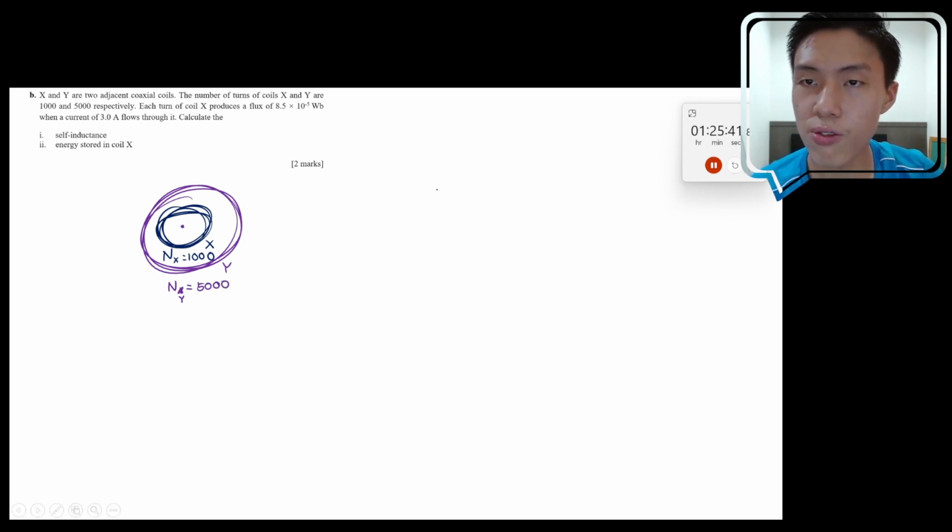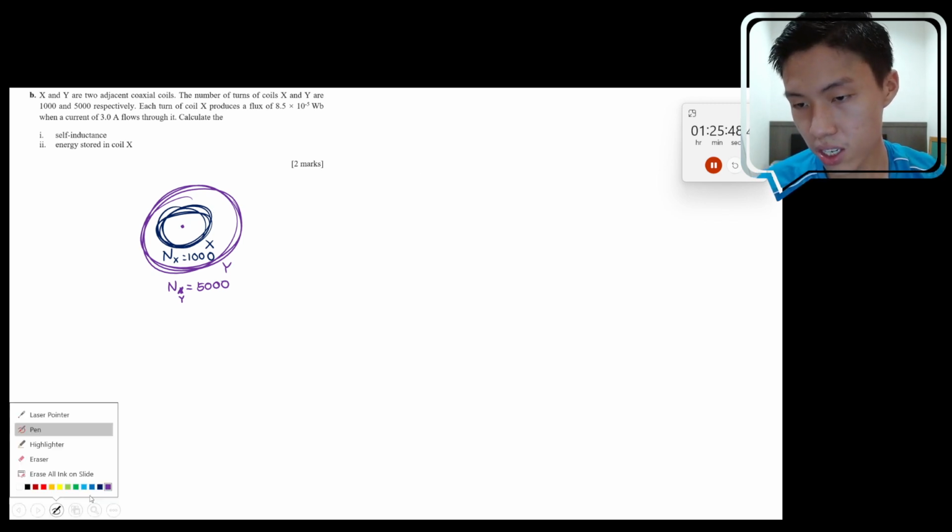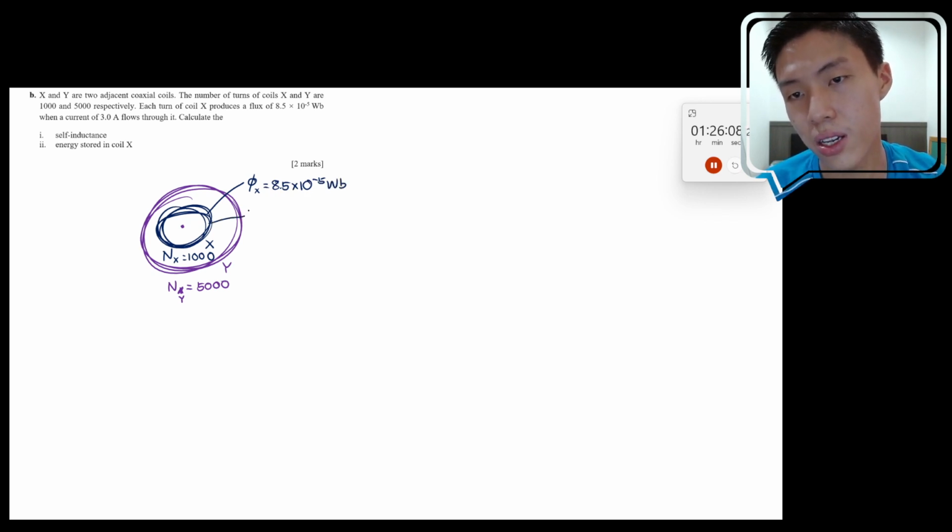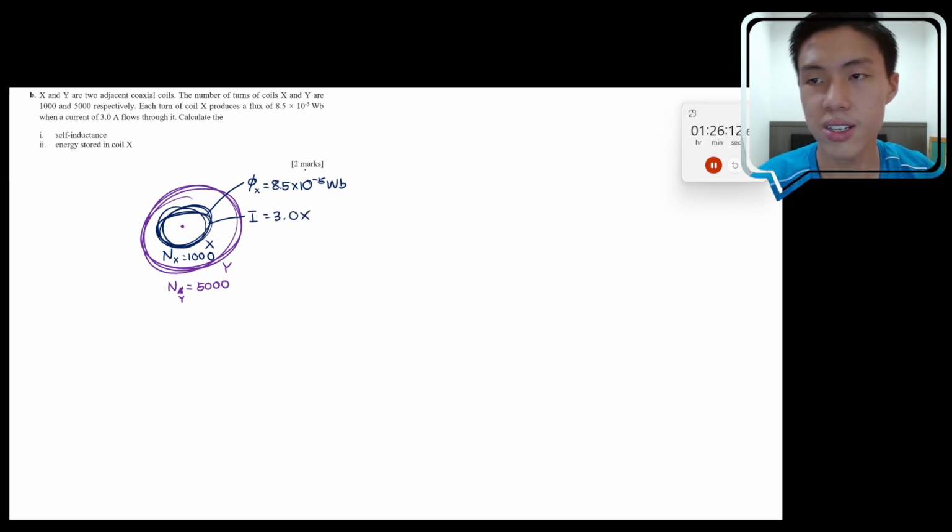Each turn of coil X produces a flux of 8.5 times 10 to the power negative 5 Weber. So this is specific to coil X. This is flux each turn, so it's without linkage. This is 8.5 times 10 to the power of negative 5 Weber. How much current is flowing through it? 3 ampere. This is all for coil X.